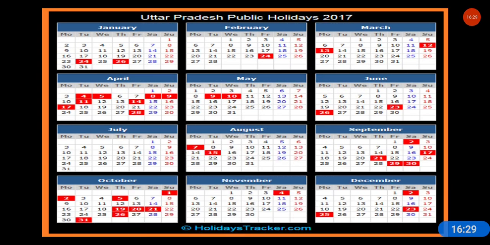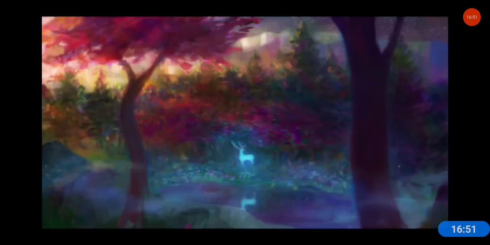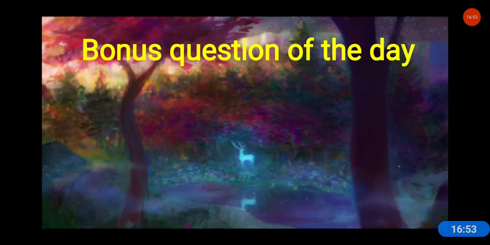And this is the state calendar. The state calendar is the same as the Gregorian calendar, but it is known as the state calendar because it shows the state's holidays, right? Every state has different holidays, so they have a different calendar. I hope you have understood.